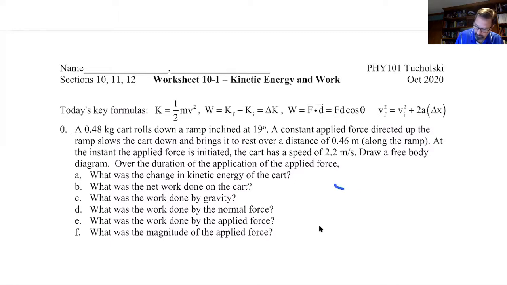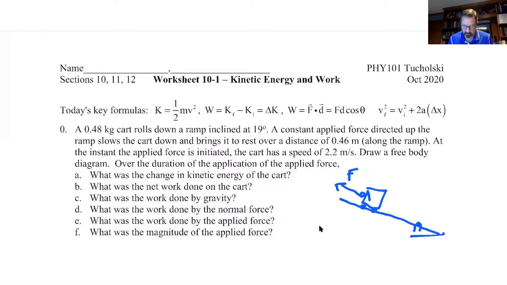Okay, so we got this ramp. I've got a cart here with, I guess, wheels. It says rolling. The angle is 19 degrees of the inclined plane. A constant force is applied upwards. Let me get a better looking force here. Let's draw the ramp back. Let's draw the block. There's my force upwards, some wheels. That's my 19-degree angle.